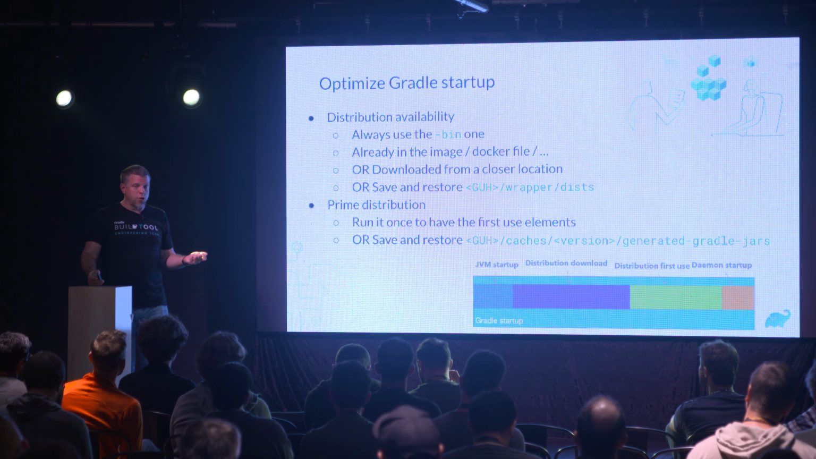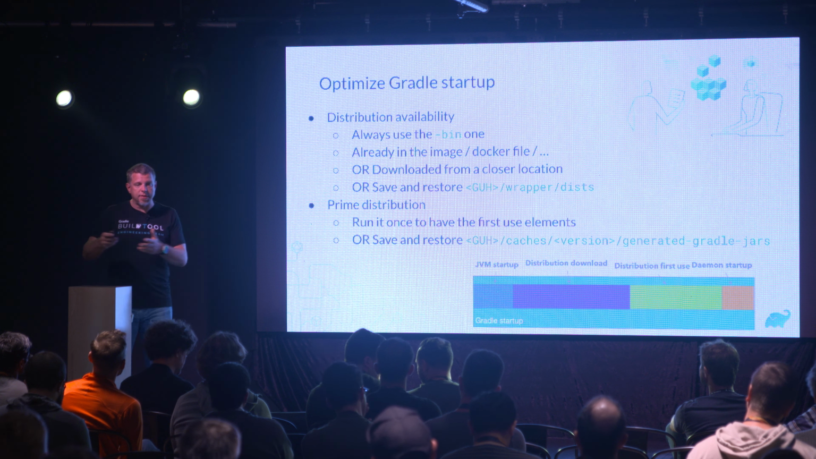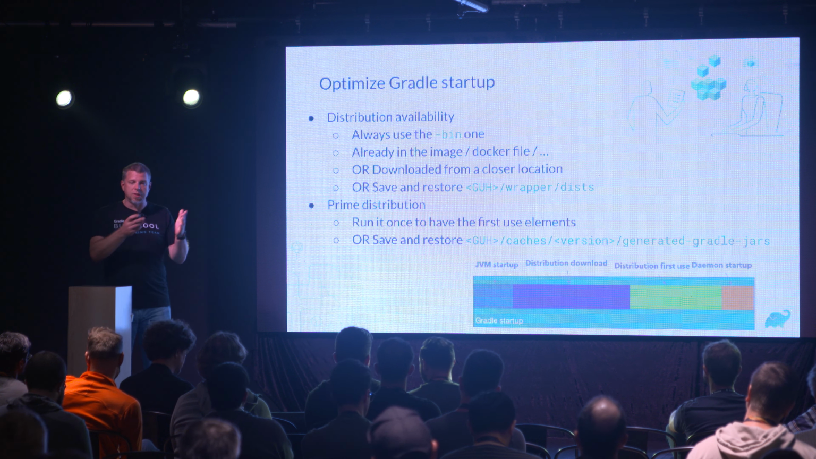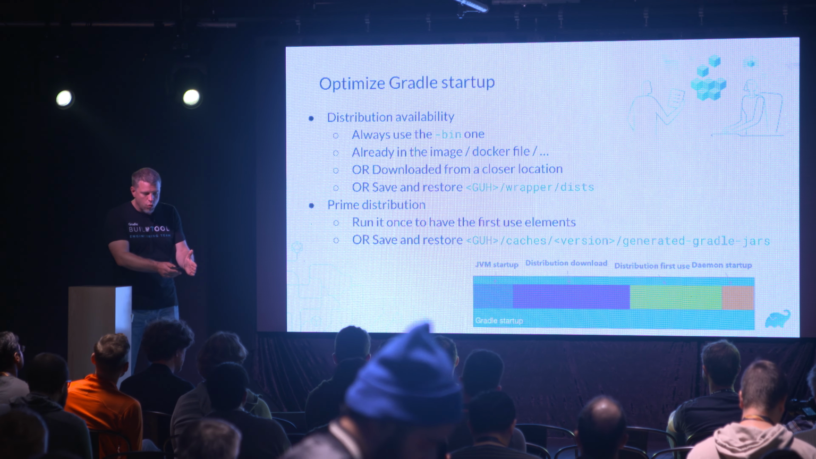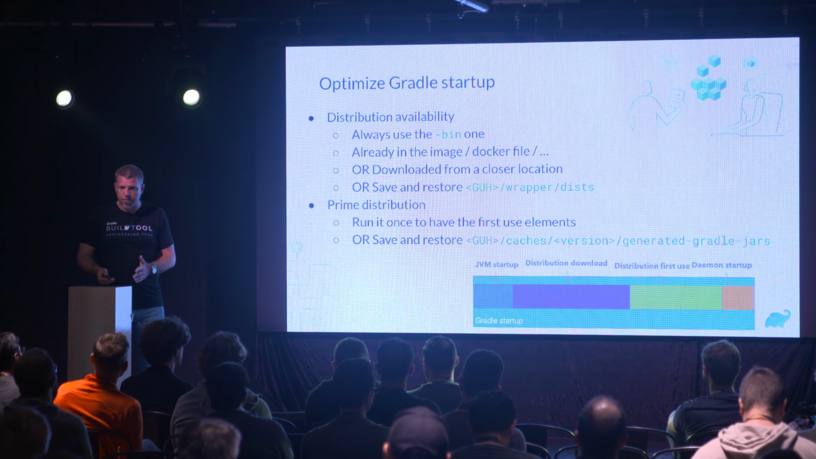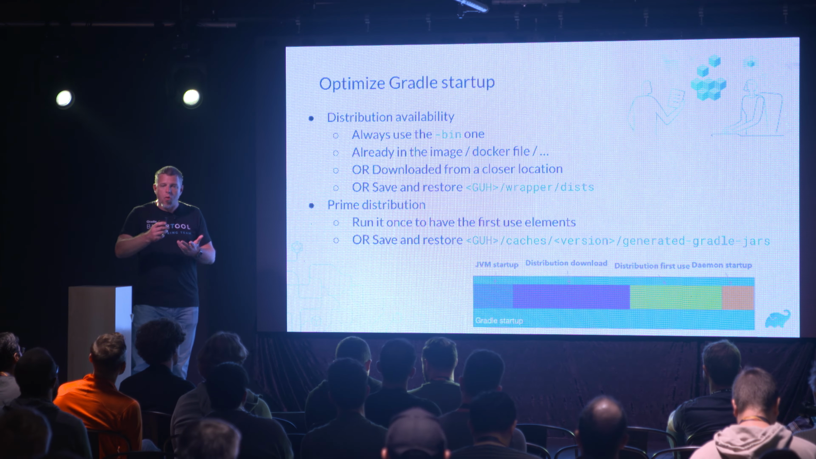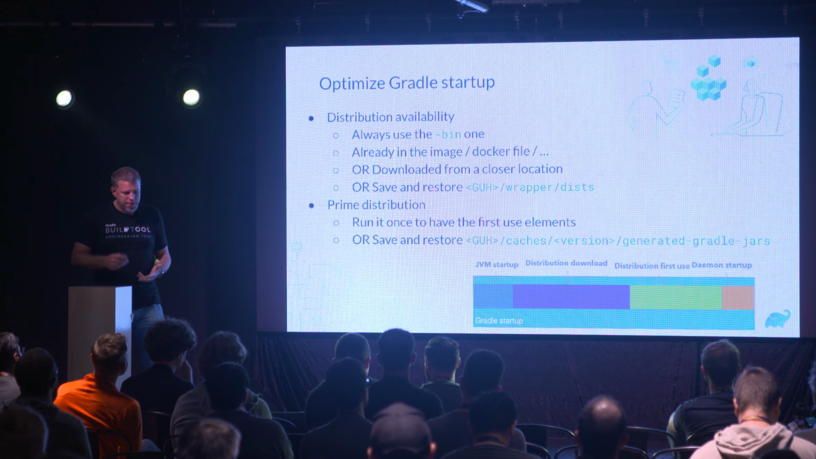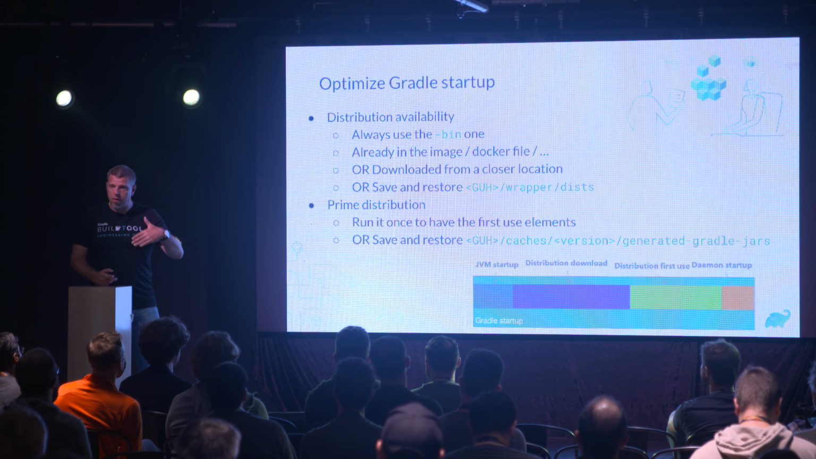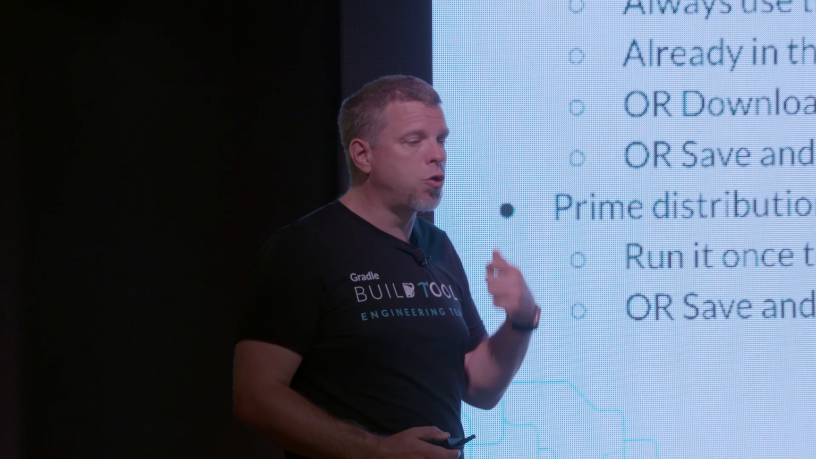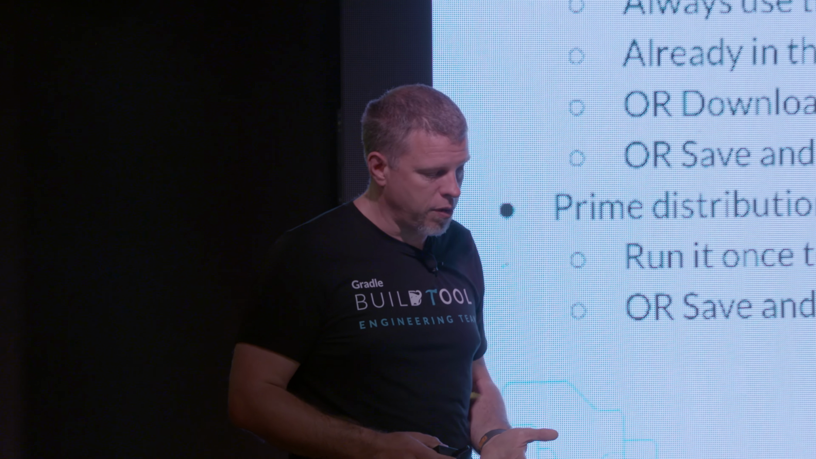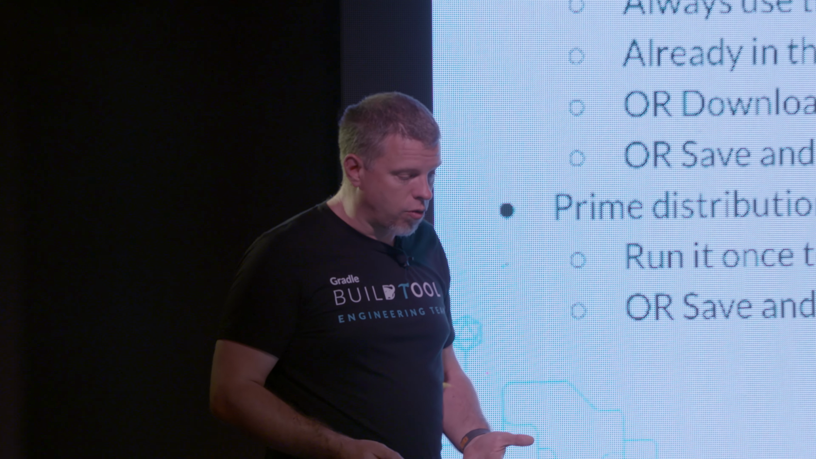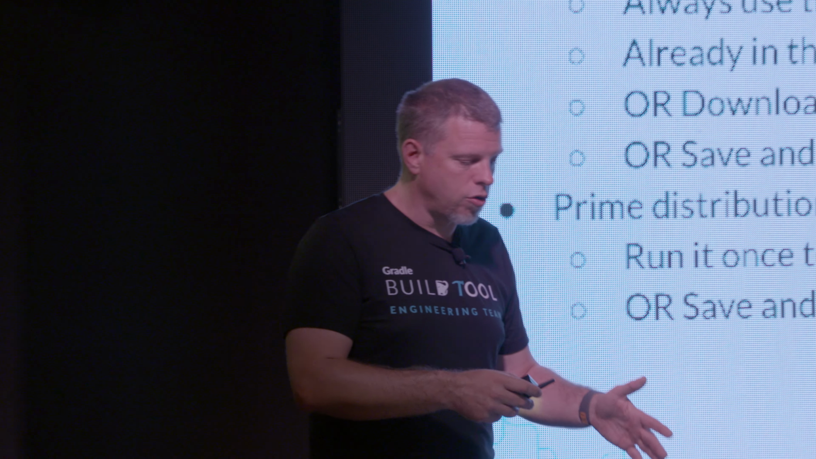Or you just make sure that you download it from a closer location, or you can save and restore between executions the wrapper dists, because like it was said for Bazel, Gradle is really strong about being correct, and restoring its distribution is safe. Then you will run Gradle. And so in order to prime that distribution, you could, as part again of your image building, run it once, just to make sure that these generated files are created, are part of the image, and don't have to happen again. Or you can save and restore these caches, Gradle version, generated Gradle jars.